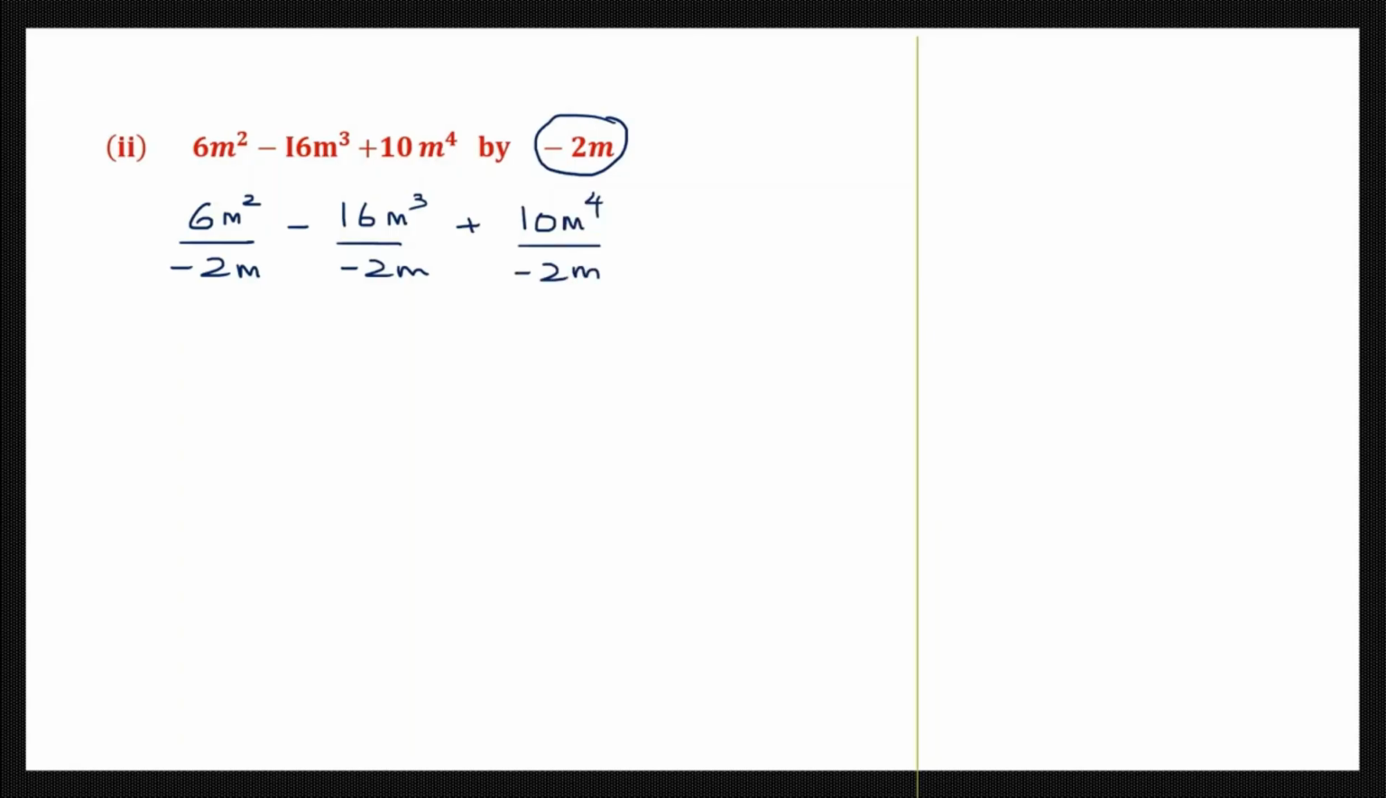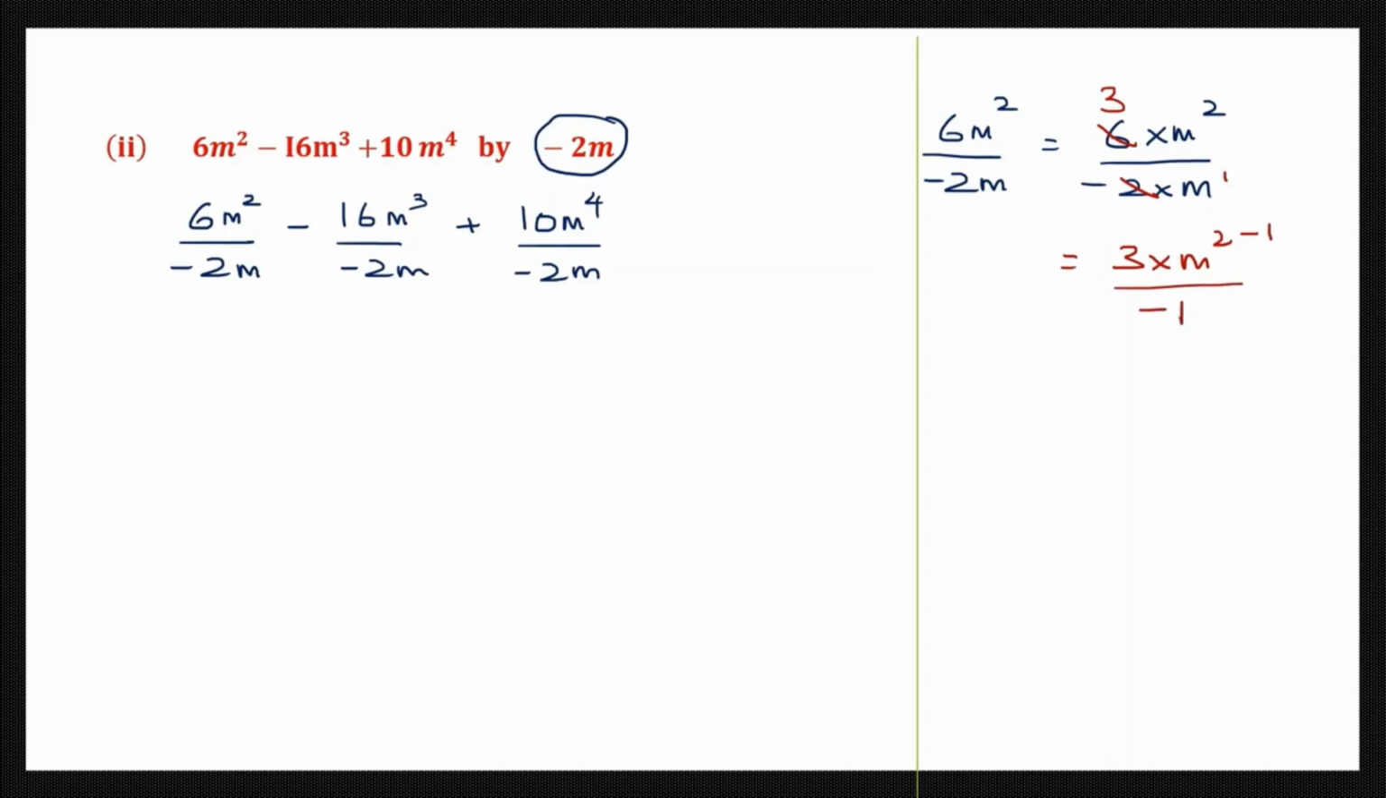So let's take the first one. 6m to the power of 2 by minus 2m will become 6 into m to the power of 2 by minus 2 into m. We'll cancel 2 and 6. 2 3s are 6. So now this becomes 3 into m to the power of 2, and here we have 1, so minus 1, and down we have minus 1.